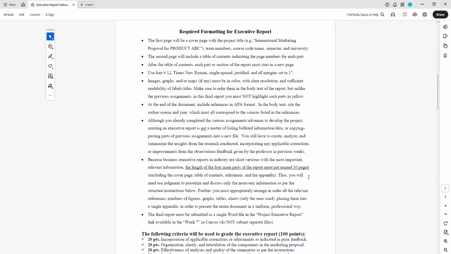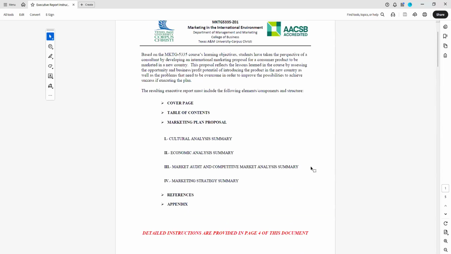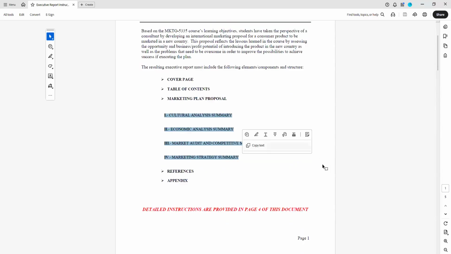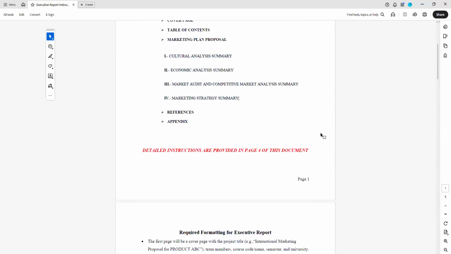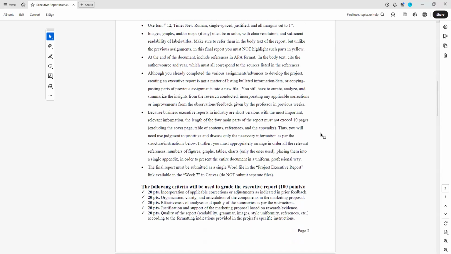Well, this can exceed that number, but those four parts, which are the core of the assignment, which are here in Roman numerals 1 through 4, this must not be longer than 10 pages. So you will have to use your judgment again, to prioritize and discuss the necessary information.